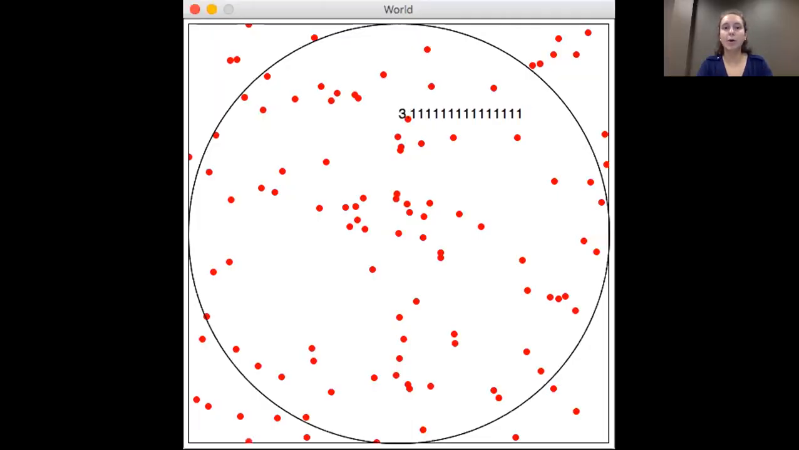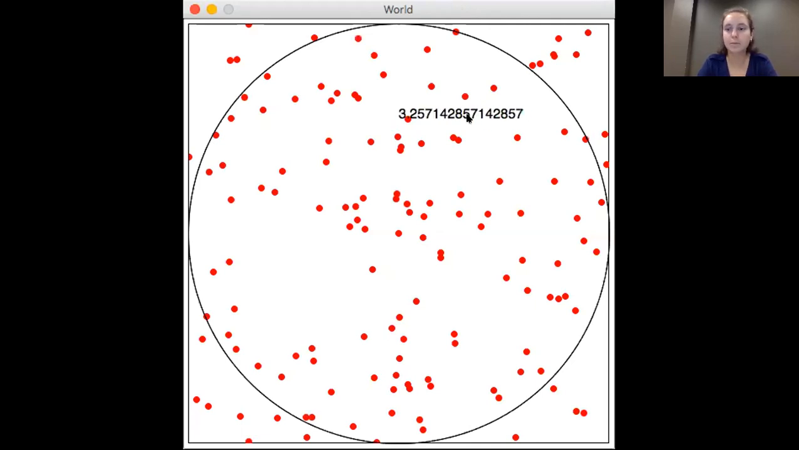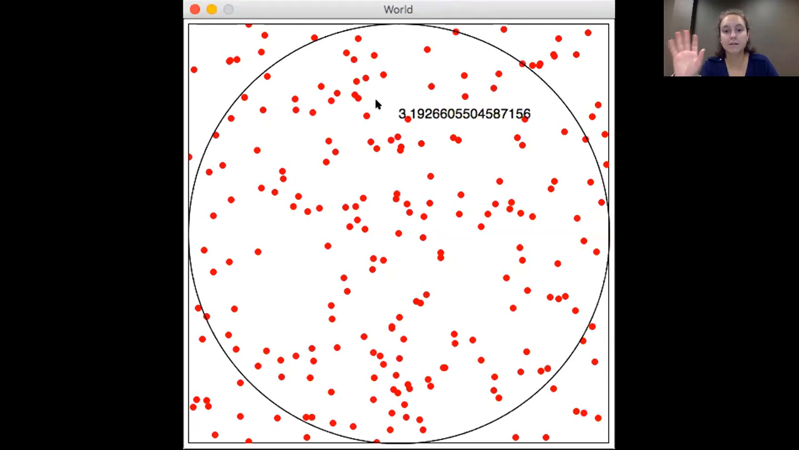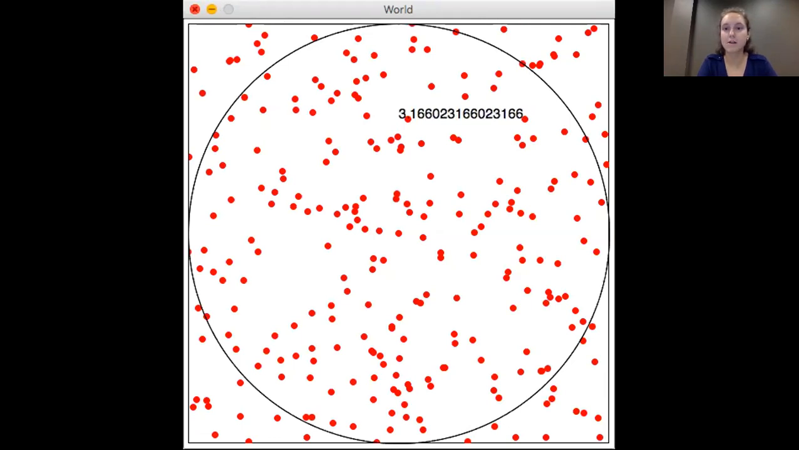So I ran the program and we got to see this. You see the square and the circle within it, and the number in the middle is its approximation of pi, which keeps changing as dots get added, since that's how it's calculated. I'm just going to let this run while I explain the program.